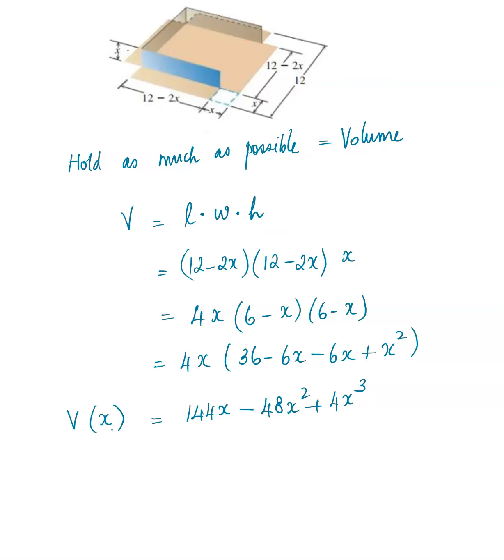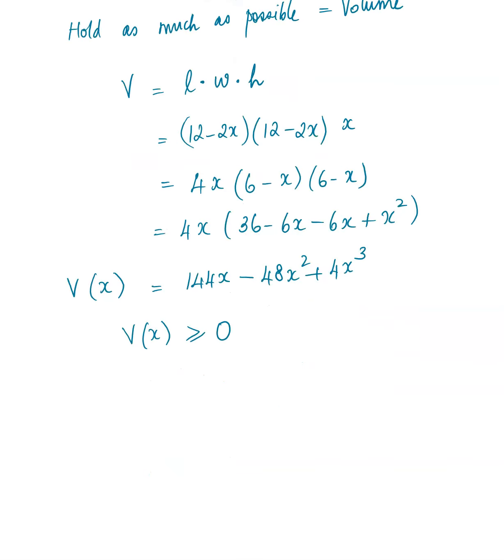All right, now we know the volume means the capacity, what it holds. So volume should always be positive, right? You can't have negative capacity. So V of x must always be greater than or equal to 0. So we expanded this, but when we want to use it in an equation format, I'd like to keep it in this factorized form. So I have 4x times 6 minus x times 6 minus x greater than or equal to 0.